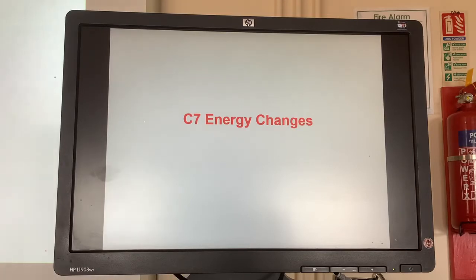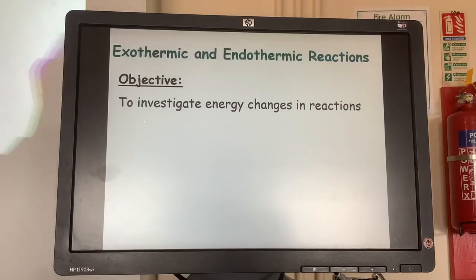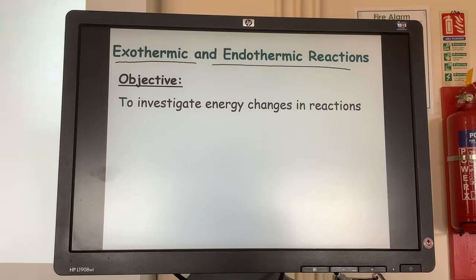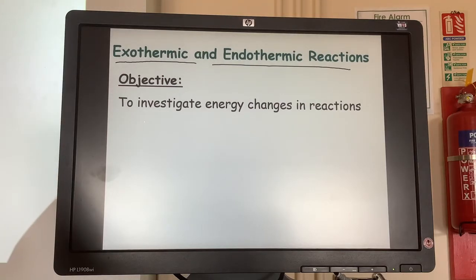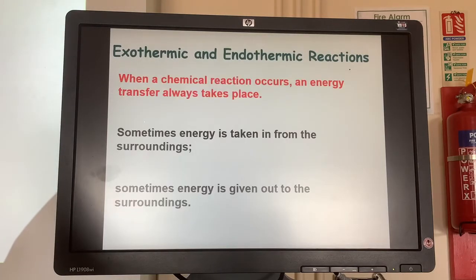What we're looking at today is exothermic and endothermic reactions. You may have come across these in your time doing chemistry and science when you were younger. And you may have an idea of what these words mean, because when we see the word thermic, what do we think of? We might think of temperature. What we're going to do today is investigate energy changes in reactions.